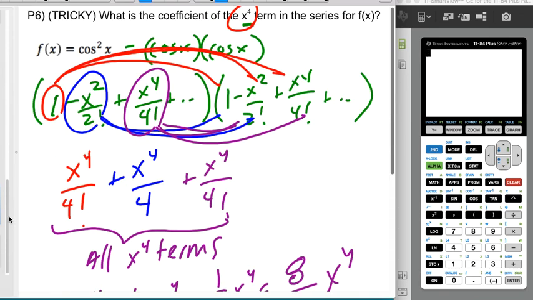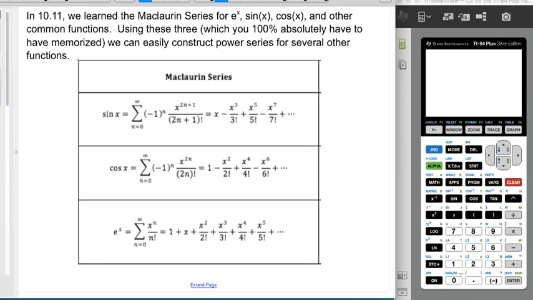Again, those are kind of tricky versions of this, but notice the big thing was that at no point did I have to go back and look at these series. You have to have them memorized. Please memorize these series.